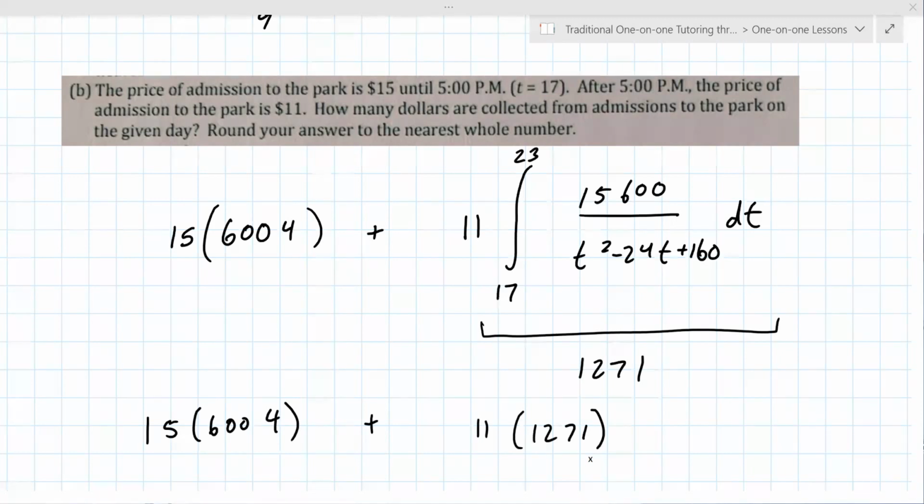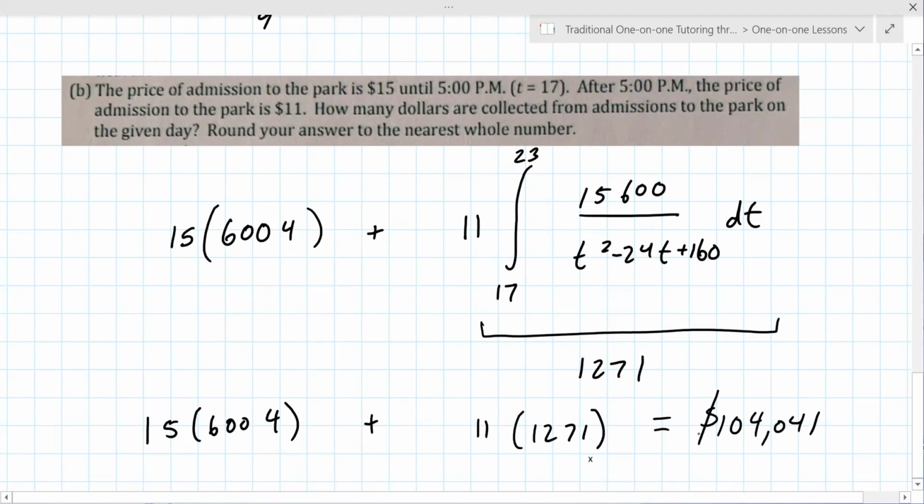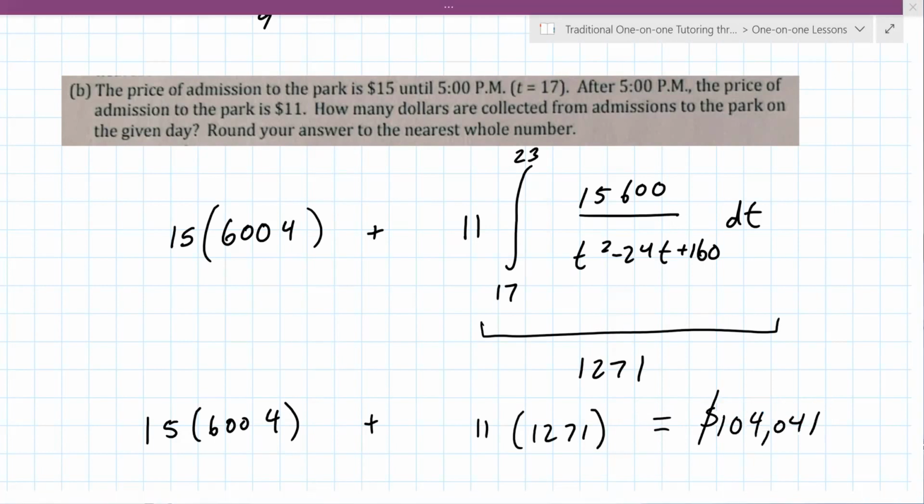Okay, so I get 104,000 as the final. Okay. Almost there. Yep, I got that too. Okay. All right, let's look at part C.